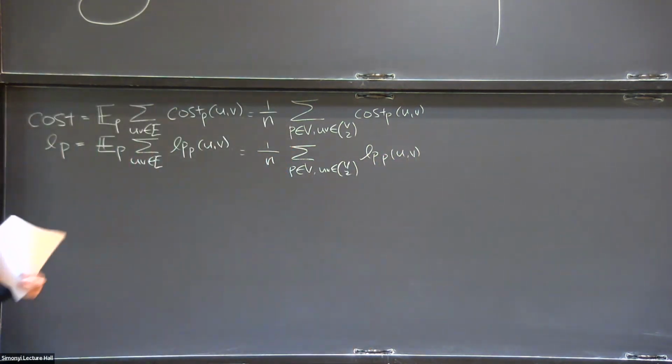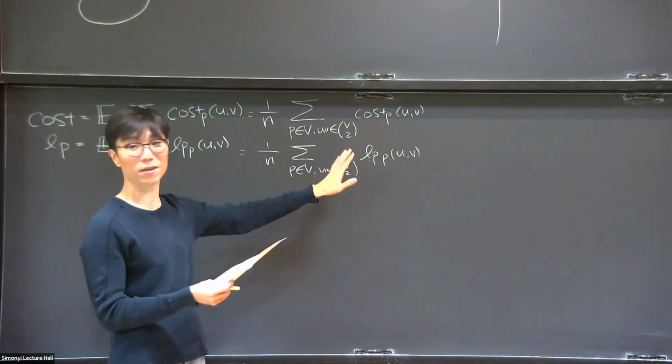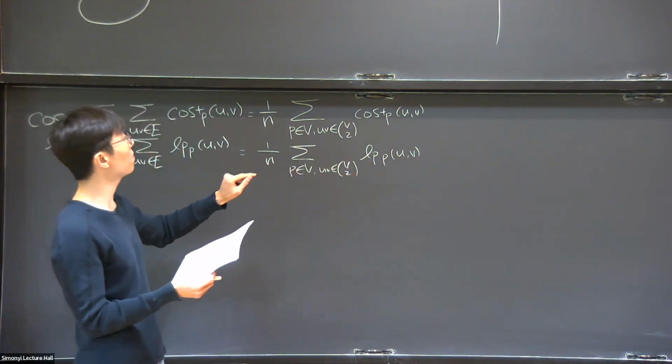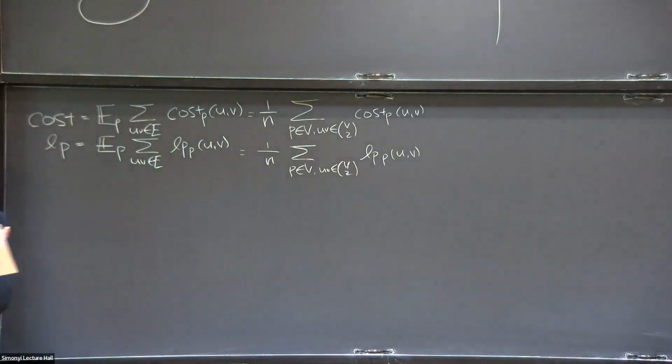Okay, so we broke down this complex quantity into a summation of a bunch of n cube little quantities. Then you're very tempted to do this term by term analysis. We would have been very happy if for each term, cost of PUV, LP sub PUV, we were to have that cost of PUV is at most 2.5 times LP sub PUV, then we would have been done. But sadly it's not going to be true.